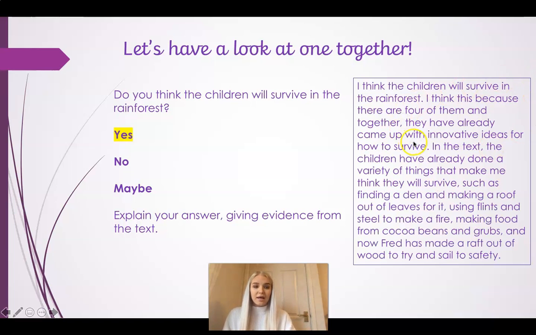So I've put here, in the text, the children have already done a variety of things that make me think they will survive. Such as, so here is where I give my examples. So I'm reeling off now all of my evidence which makes me think that they are going to survive. So, such as finding a den and making a roof out of leaves for it, using flints and steel to make a fire, making food from cocoa beans and grubs. And now Fred has even made a raft out of wood to try and sail to safety.